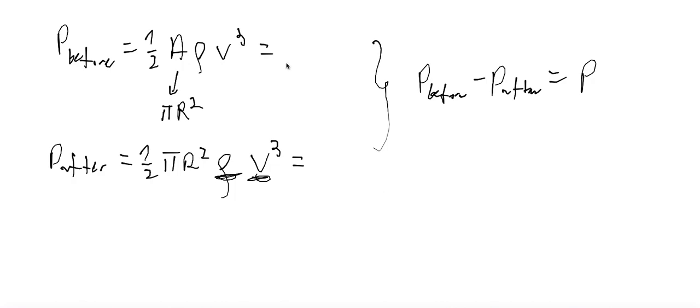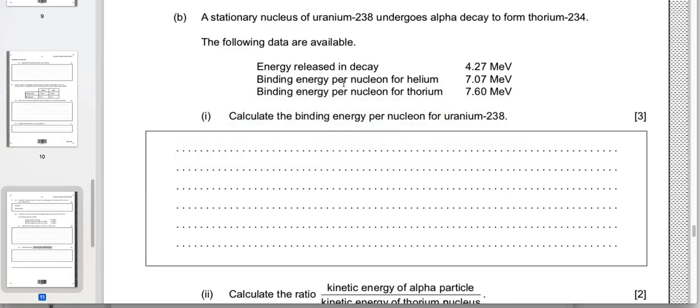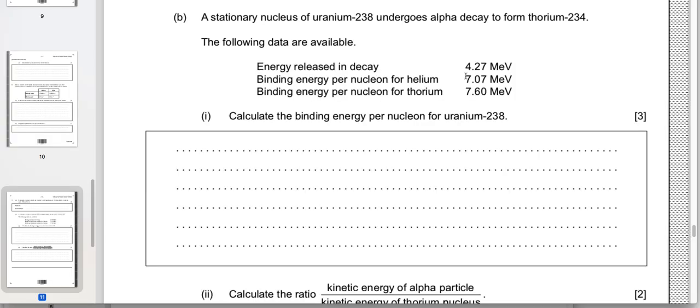Let me find it, let me paste it. Okay, so let's look. This is the energy of the decay, the kinetic energy of the alpha particle and thorium. If you add all of this, you will obtain the total energy of uranium. The task is to find the binding energy per nucleon of uranium, so you have to divide this by the number of nucleons of uranium-238, which is 238, and then you will obtain a result in mega electron volts.